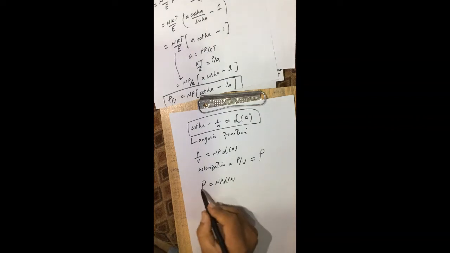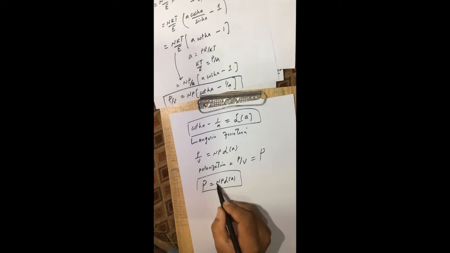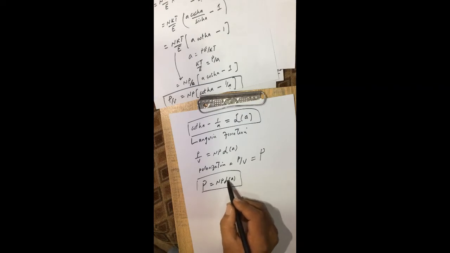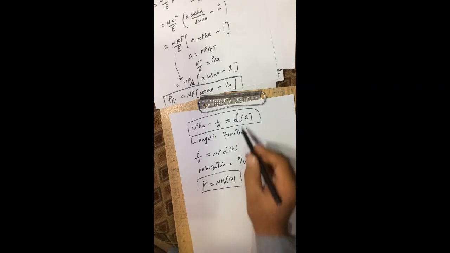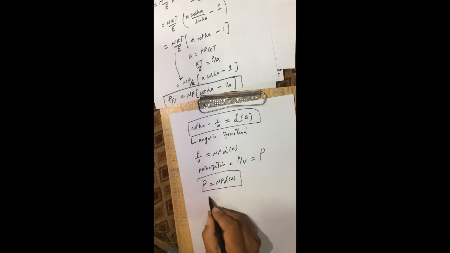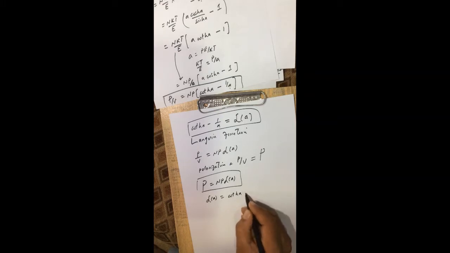Now the polarization is given by this equation, where n is the total number of atoms, p is the dipole moment, and this is the Langevin function, and this Langevin function is given by this. So I can write it here. It is equal to cotangent hyperbolic A minus 1 over A.